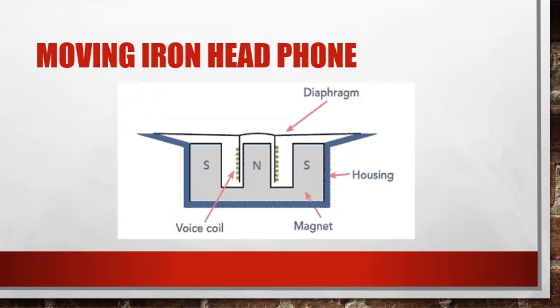The incoming audio current passes through coils wound around the pole pieces. In the presence of an audio signal, the varying magnetic field created by the current interacts with that of the permanent magnet, varying the pull on the diaphragm and causing it to vibrate, thereby generating corresponding sound waves.